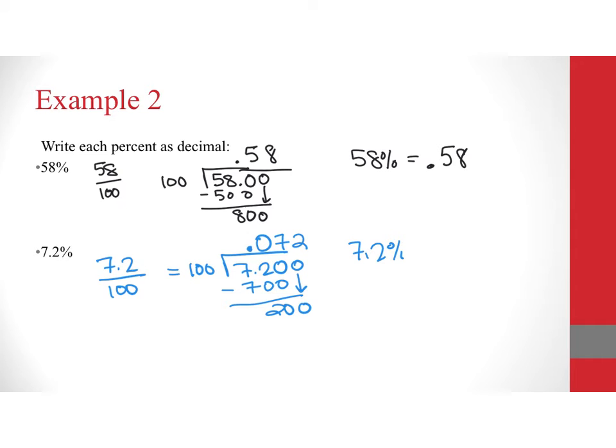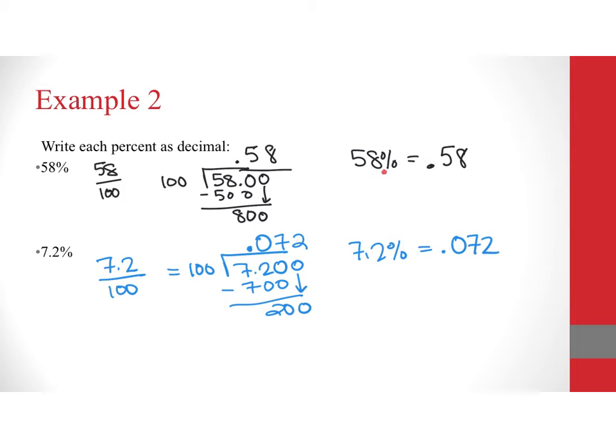So 7.2% equals 0.072 as a decimal. So if you take a quick second, notice the relationship between our percentages and our decimals. If we have a percentage and we want to write it as a decimal, take a quick note here: our decimal place is the only thing that's moving. The numerical values are there, so 58% has a 5 and an 8. My decimal has a 5 and an 8. The only thing that's changed is my decimal.